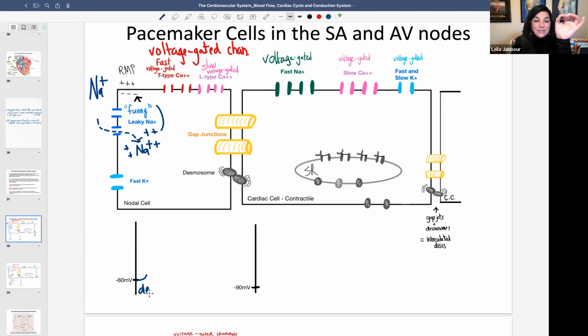Depolarization. Right here, this is depolarization starting. And it's going up. It was -60, it's going to be maybe -58, -57, -56. And when it's at -55, boom, we have the first voltage gated channels that are going to open for calcium. And here we go. And these are fast, and you have basically an injection of calcium ions.